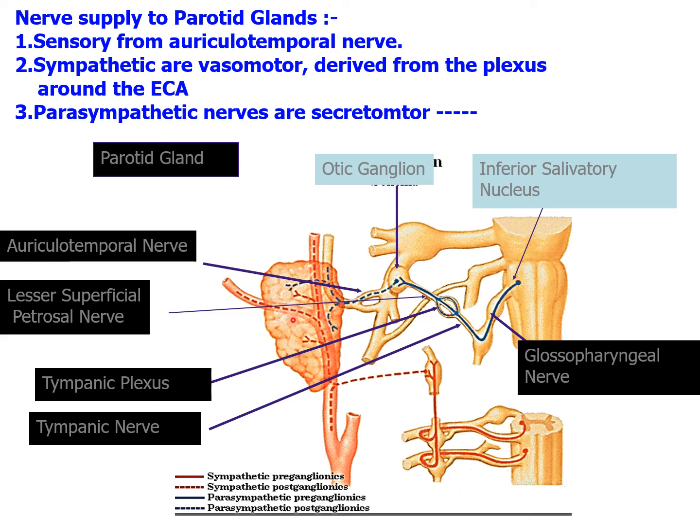About the sympathetic supply, it arises from the plexus around the external carotid artery. The postganglionic fibers arise from the superior cervical ganglion and just pass through the otic ganglion without relaying in it and reach the parotid gland. The auriculotemporal nerve carries the sensory fibers to the parotid gland.